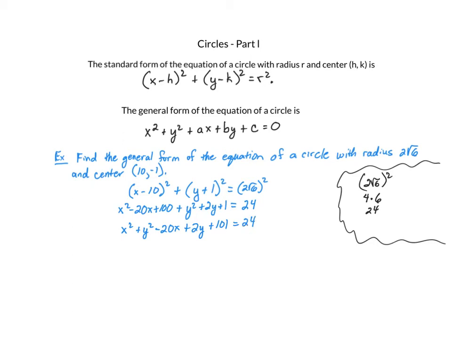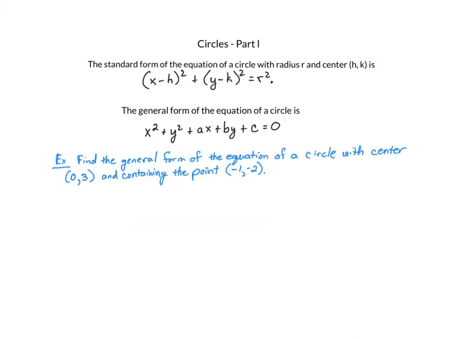So our last step will be just to subtract 24 from both sides. So we'll have x^2 + y^2 - 20x + 2y + 77 = 0. And we have it complete.